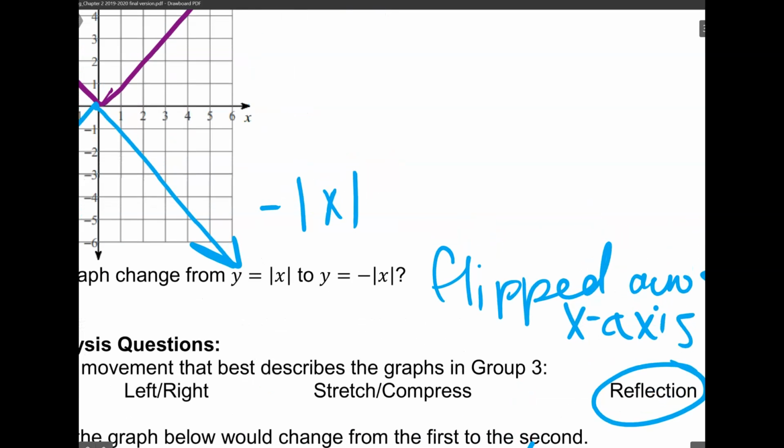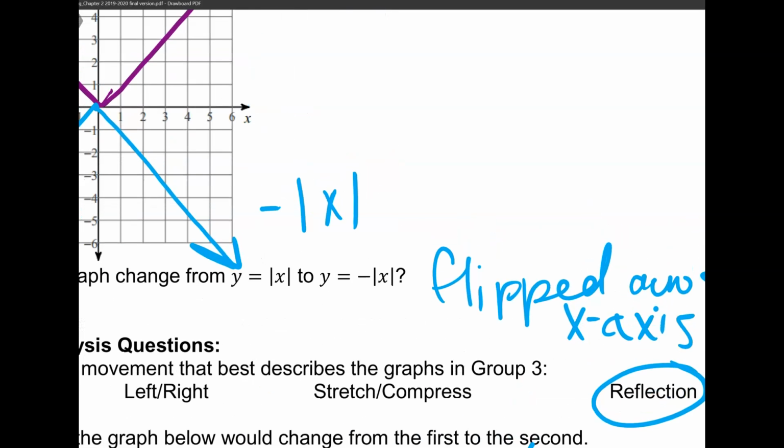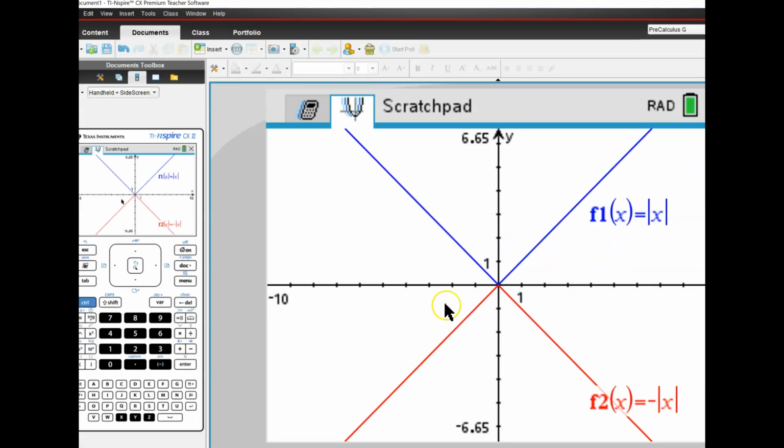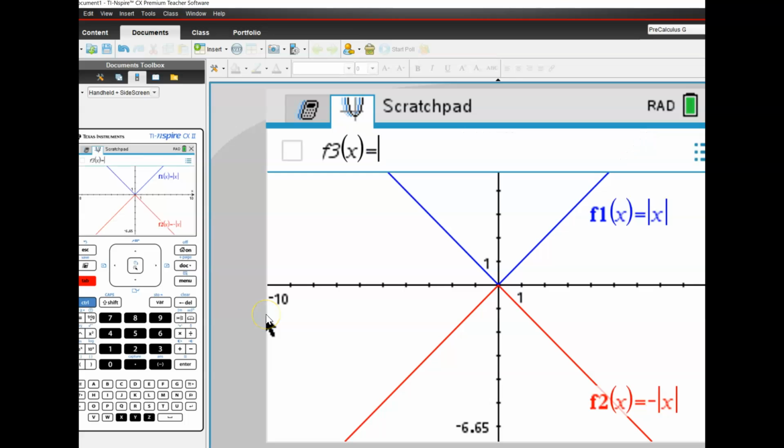Okay, so what's happening with this in group 3? It's a reflection. And we already did this. Guess what? It's literally mirrored. So if we're looking at x cubed versus negative x cubed, it's just flipped. It's mirrored. And to prove it to you, we're going to do it on our calculators. We did it with our arms already. We're going to do it with our calculators.